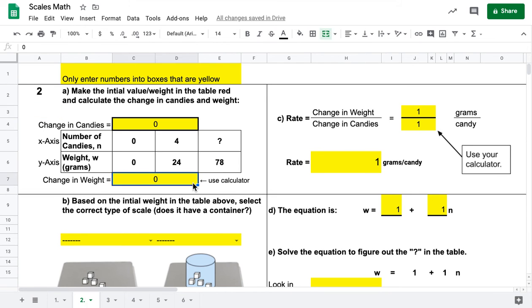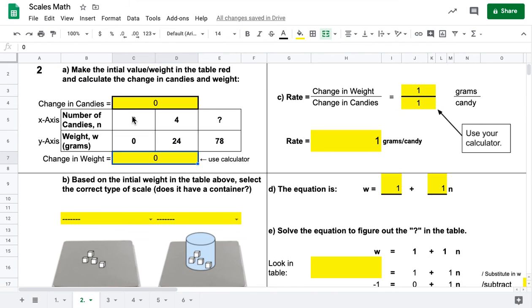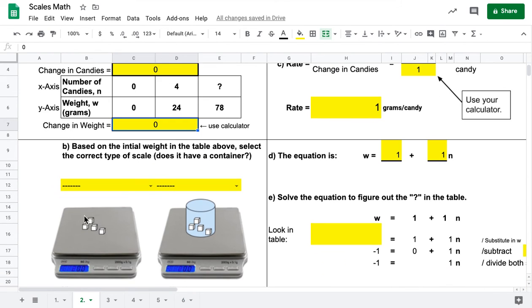The second one is this one here. So look at this. At the start, there are 0 candies, and look at the mass, the grams, the weight. It's 0. So there are no candies. And when there's no candies, there's no mass. Which scenario is it? Scale here or the scale here? Think about it. If you have no candies on your scale, this scale weighs 0. Well, can it have a container on it then? I don't think so. So to me, it looks like the one on the left is the correct scale. So I just mark that as the correct scale.